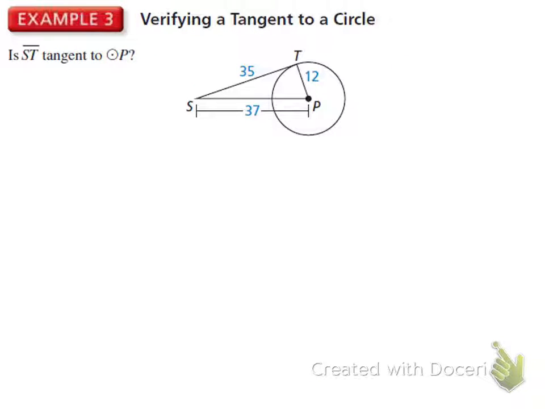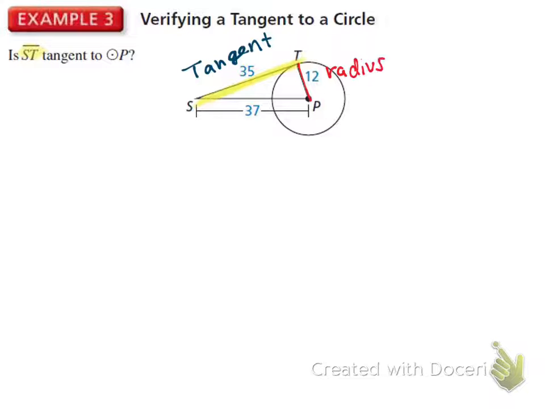Okay, so we'll see an example here. This is on your paper. Is ST tangent to circle P? So ST, go ahead and mark it as our tangent line. Is it tangent to circle P? If it is tangent, that means that ST would be perpendicular to the radius. Which of these is the radius? Which one? TP or PT. This would be the radius.